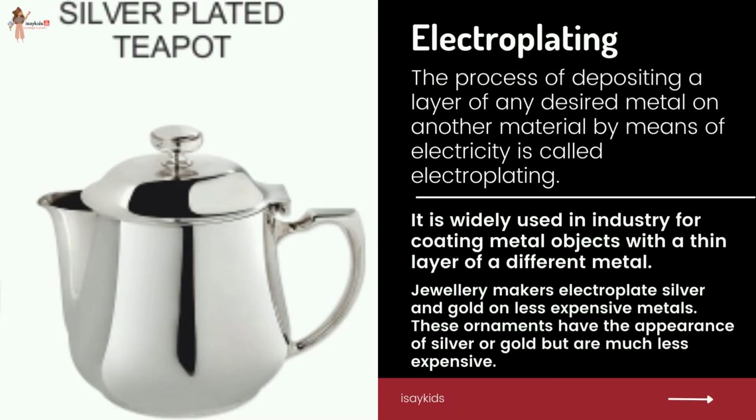Electroplating. The process of depositing a layer of any desired metal or another material by means of electricity is called electroplating. It is widely used in industry for coating metal objects with a thin layer of a different metal. Jewelry makers electroplate silver and gold on less expensive metals. These ornaments have the appearance of silver or gold but are much less expensive.